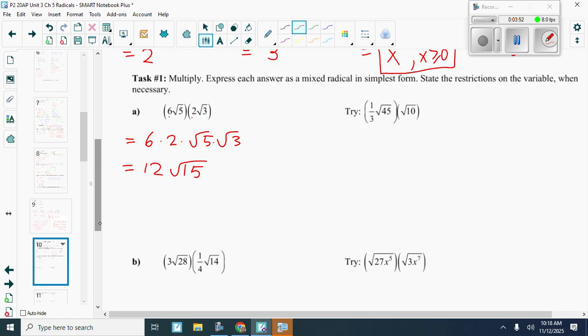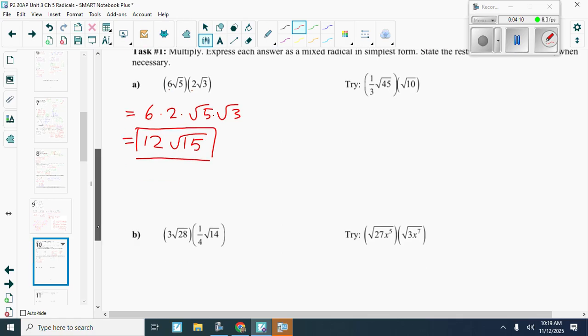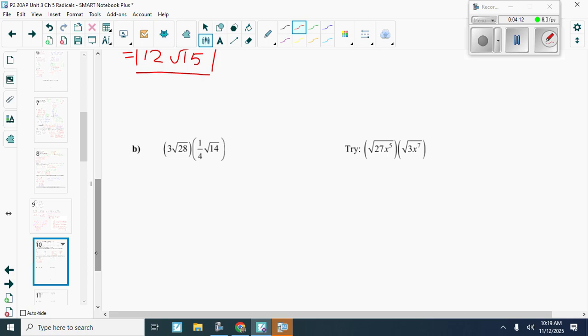Okay, our final step is we just have to double check. Can we simplify this? Can you simplify root 15? No. Okay. Any restrictions on this? No, why not? That's right, there's no x. Okay. So let's take a look at B, and then we'll head up here.